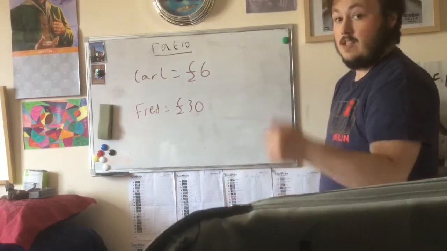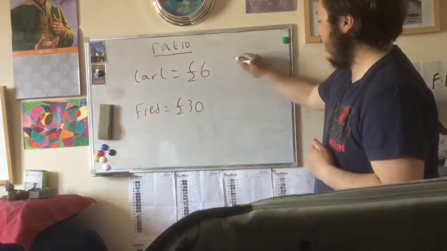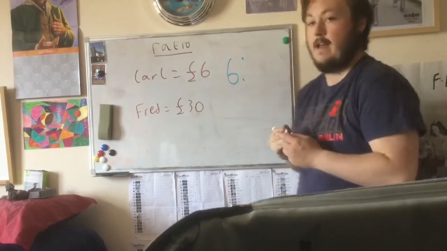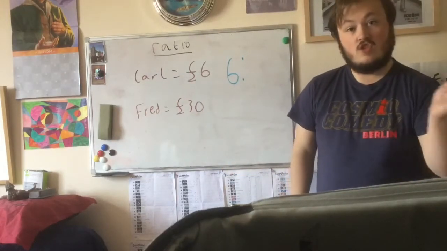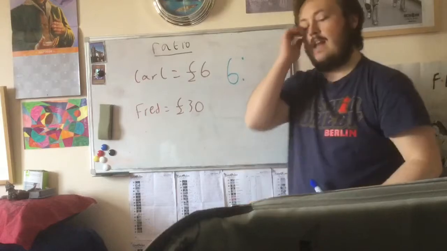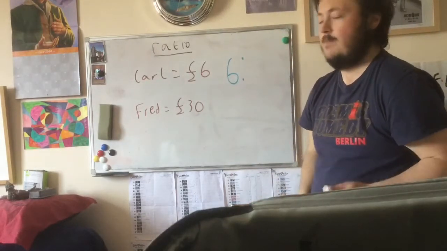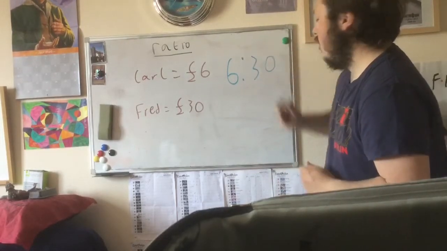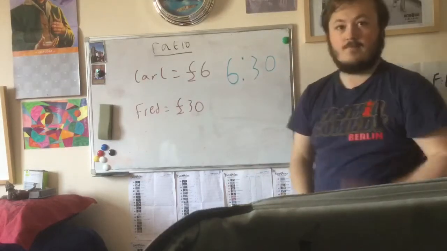So we're starting off with Carl because that's the one at the top. What we do is we write 6 and then we put a colon there. Now this colon means in maths terms "to". We'll get to that in a minute. Not 2 the number, the word "to", T-O. Then we put Fred's amount here. So the ratio is 6 to 30.